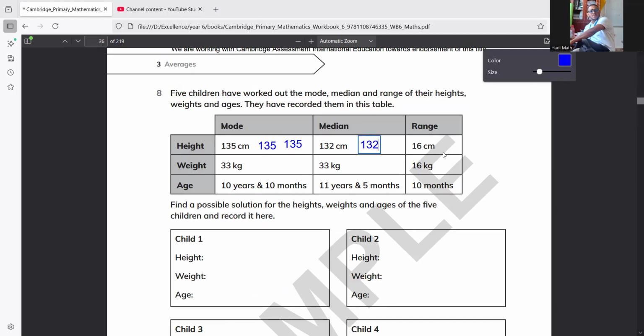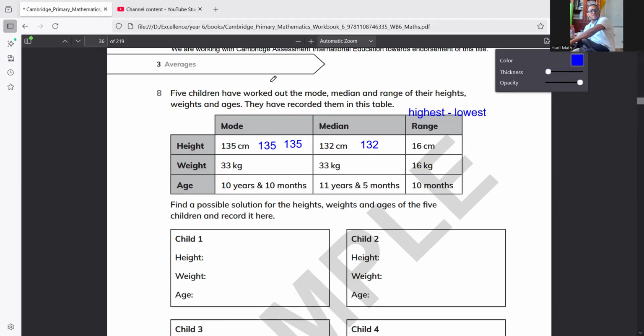And the range is 16. That means, remember, the range is equal to the highest minus the lowest. That means the highest one minus the lowest one is equal to 16. Let's go and see how you could find your numbers.